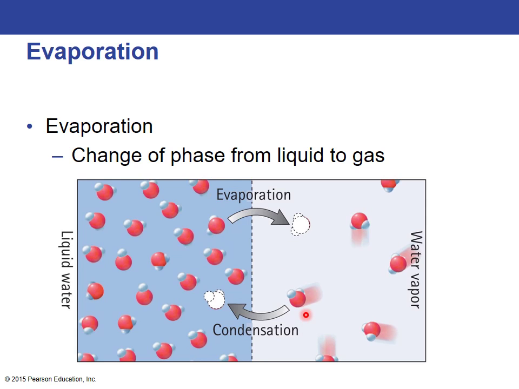Now, opposite from that, if you were to take your water vapor and let it cool down, the molecules would start moving more slowly. They would not bounce off of each other as hard. They would be able to move a little closer together, and they would condense back into liquid. So if we move from a liquid to a gas, that's evaporation, and a gas to a liquid is called condensation.